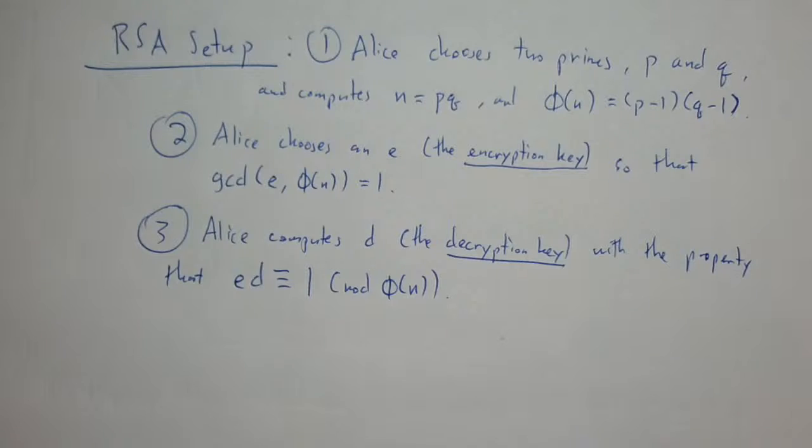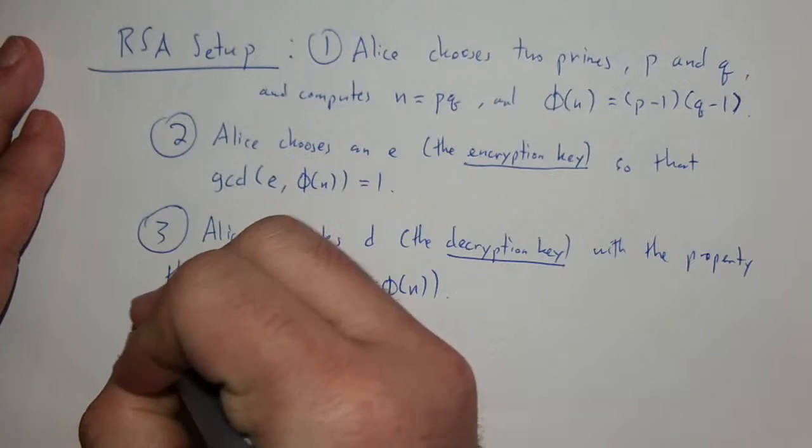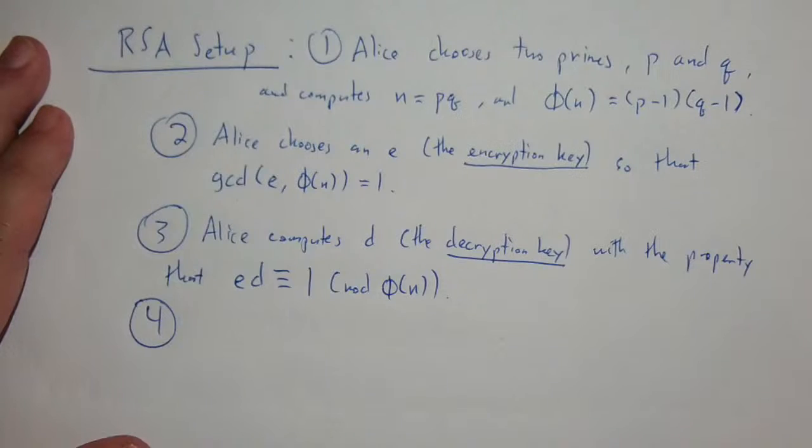So Alice computes D, which is the decryption key. She's already previously chosen E, so she's computing the multiplicative inverse of E mod phi of n here, right? So this is a linear congruence that she can solve. Of course, practically, how is she going to do this? Well, you can think about that for a second, and we'll discuss it in a few minutes.